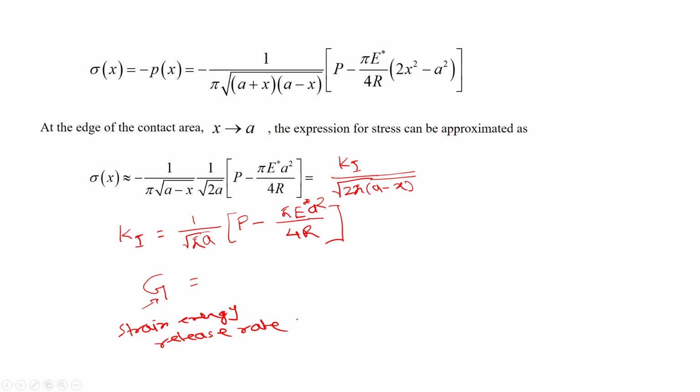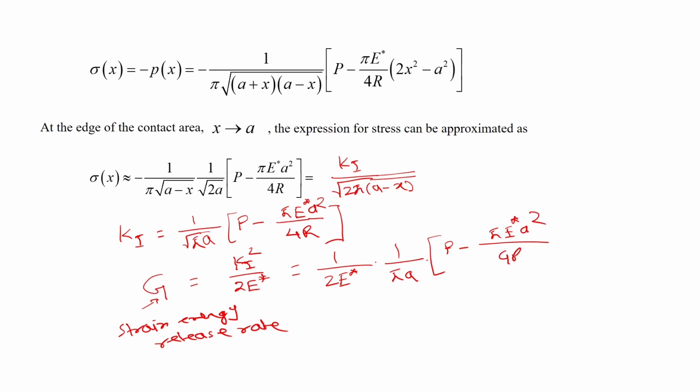So, fracture mechanicians have developed that G will be equal to K I square by 2 E star. So, here I can therefore write it to be 1 by 2 E star, and K I square will be 1 by pi A, and this is P minus pi E star A square by 4 r, whole square. Now, this is the strain energy release rate.